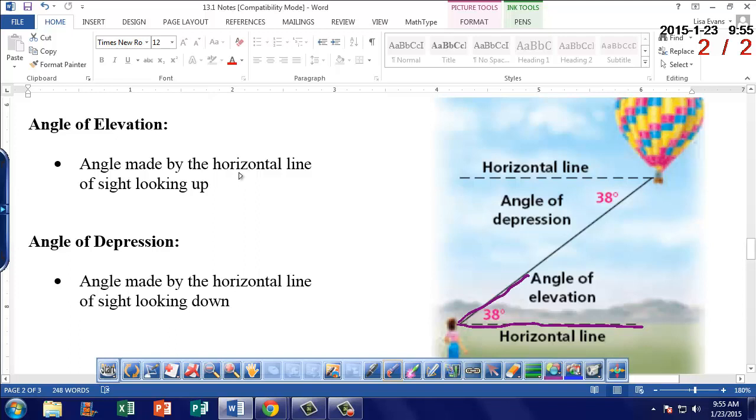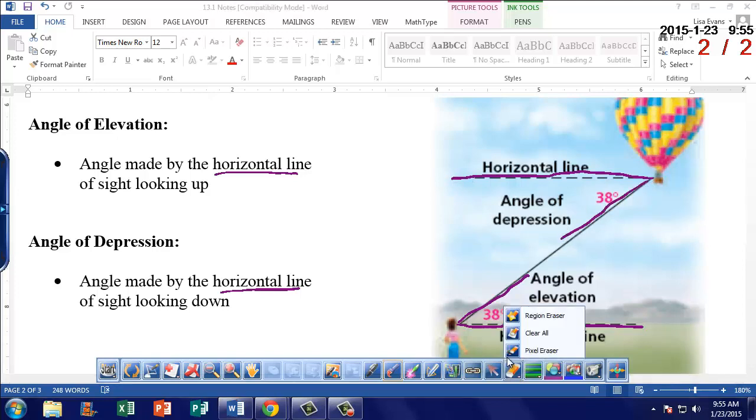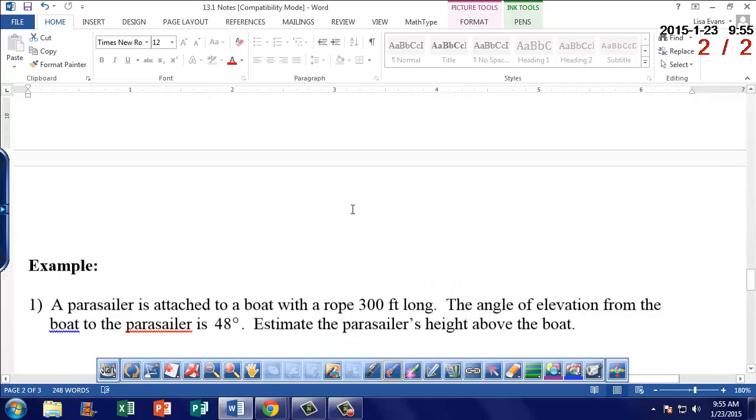You must draw the horizontal line first, and you'll see what I'm talking about when we go ahead and practice the word problems. Now, angle of depression, so if I'm looking down, draw your line of sight first, then down. Okay, we're going to keep that in mind every time we draw a picture for one of these word problems. Okay, let's go ahead and get started.